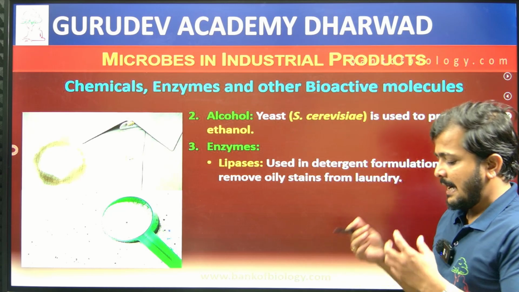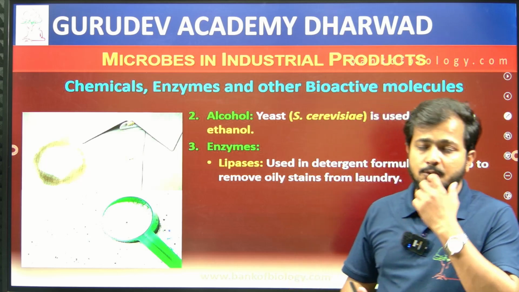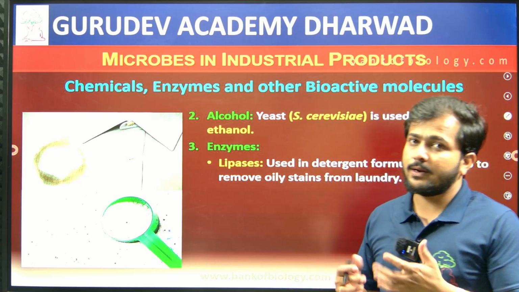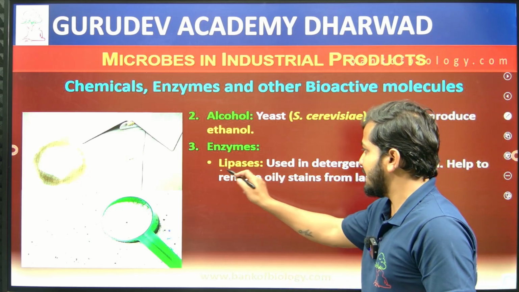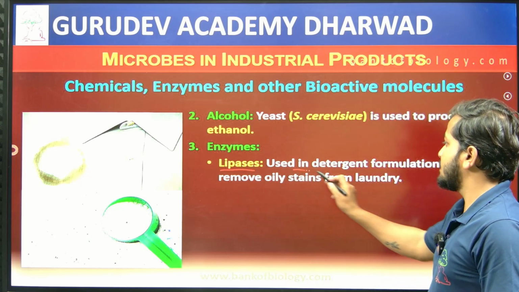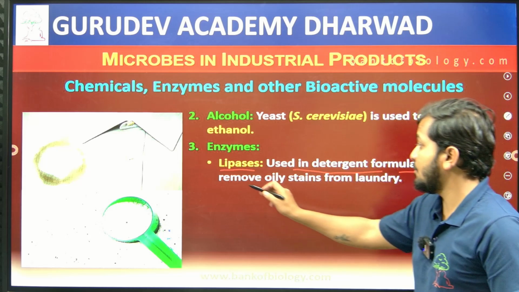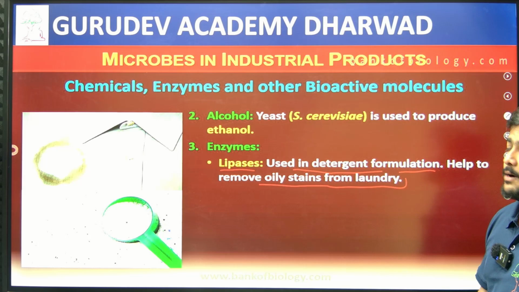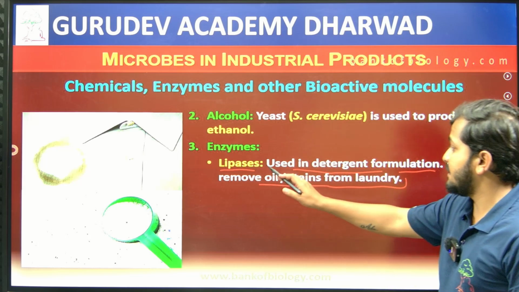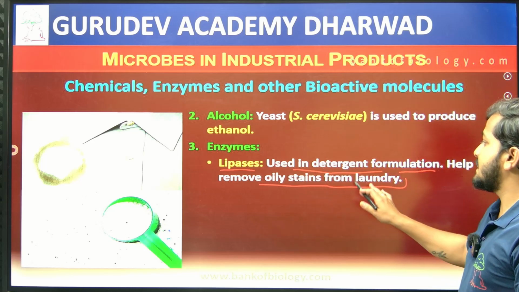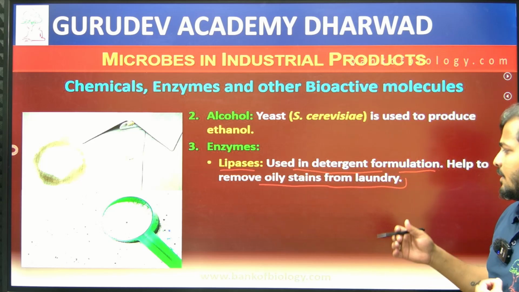Then enzymes. Some of the enzymes can be used for different purposes, and these enzymes are isolated from microorganisms only. Majorly, lipases are used in detergent formulation and help remove oil stains from laundry. What lipases do is remove oily stains from laundry, or from our clothes.